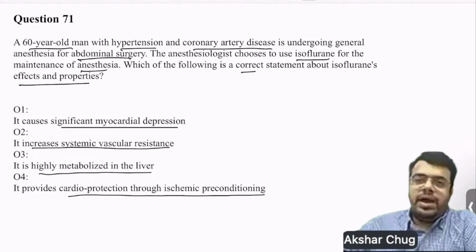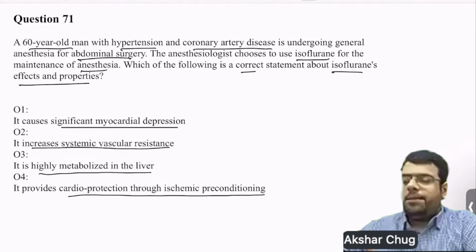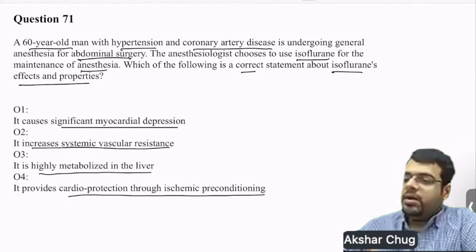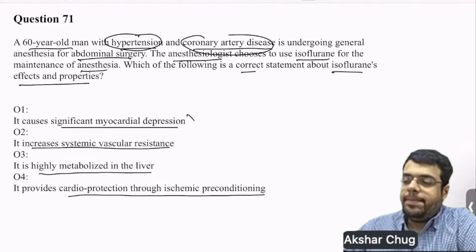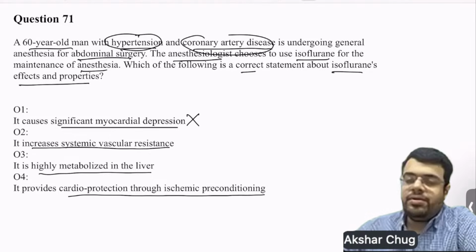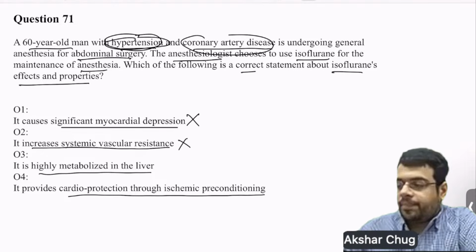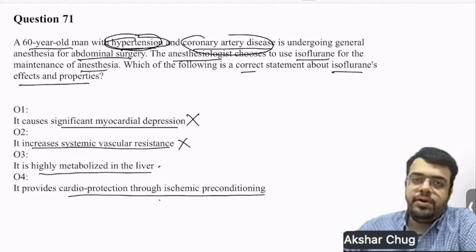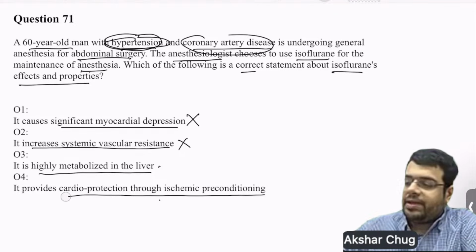Now, as a fact, I'm not aware of the effects of isoflurane that thoroughly, but let's use some logic and common sense. If the patient already has hypertension and coronary artery disease, the anesthesiologist would not use isoflurane if it were causing significant myocardial depression. So this is out. Also, if it increases the systemic vascular resistance, again, it will exacerbate the hypertension. So again, it should not be used. Now I'm confused between option C and option D. But option D seems more promising. The reason being it provides cardioprotection through ischemic preconditioning.